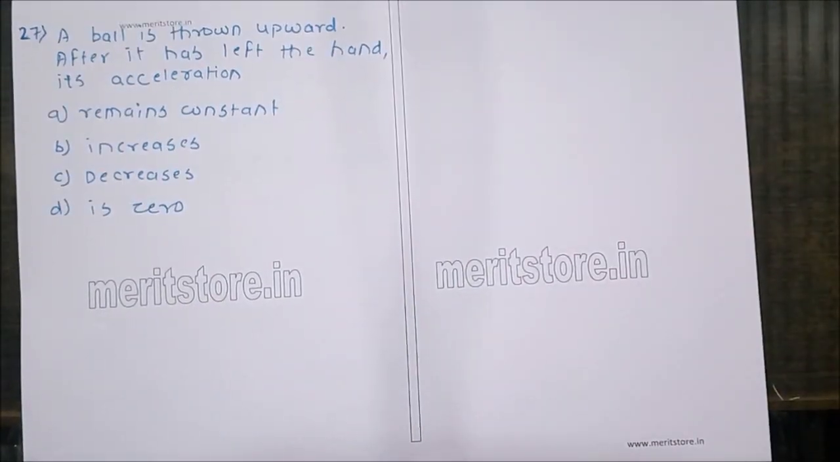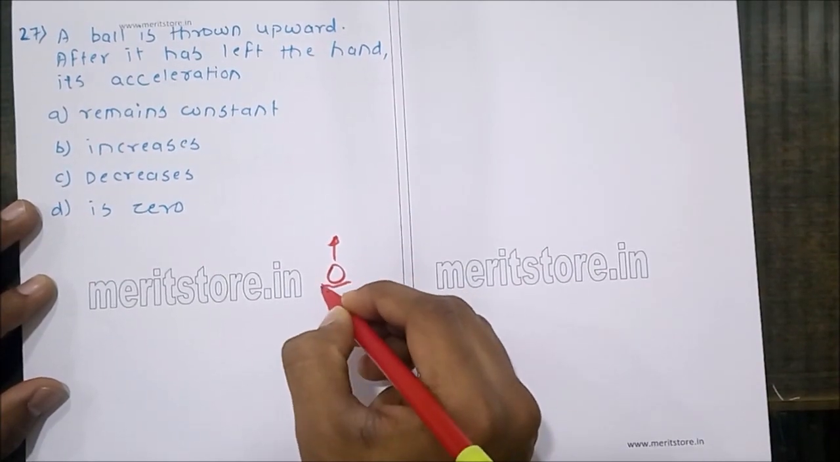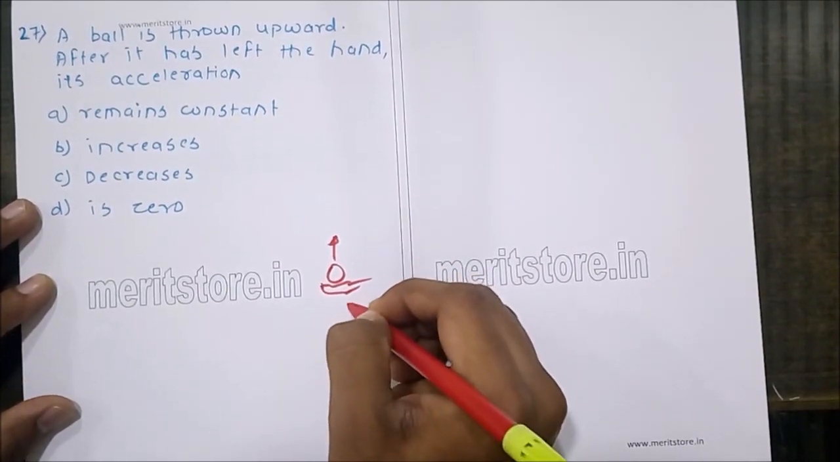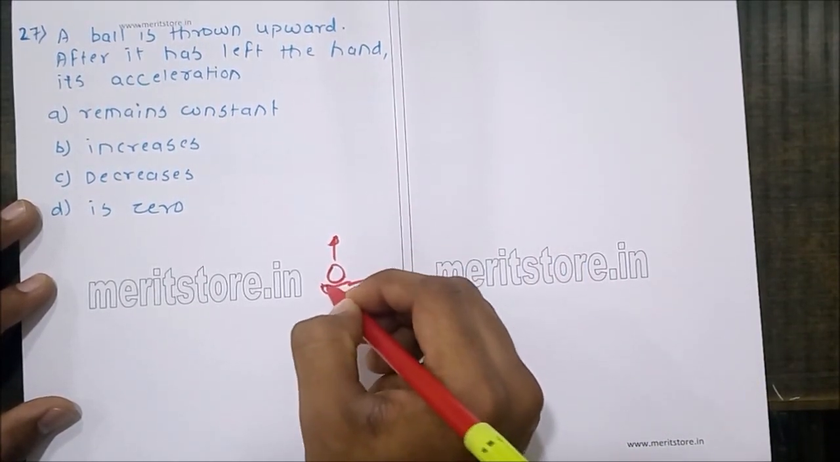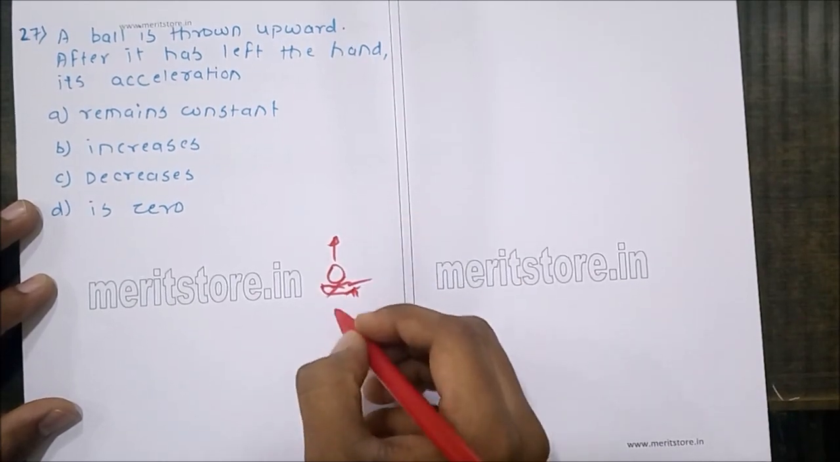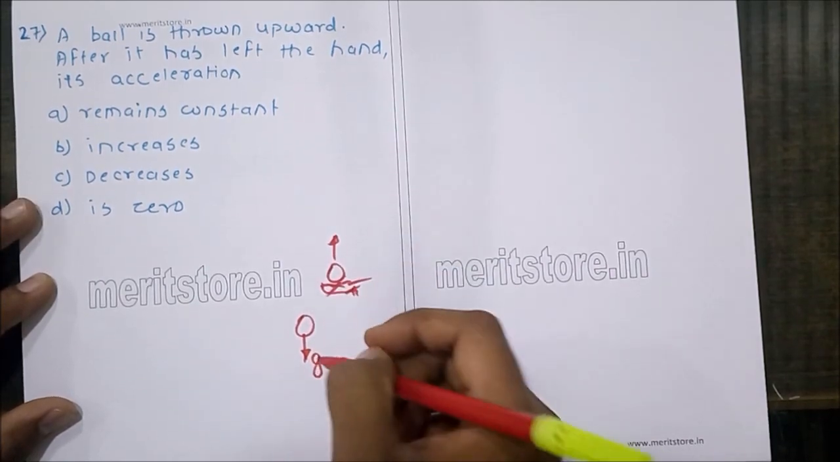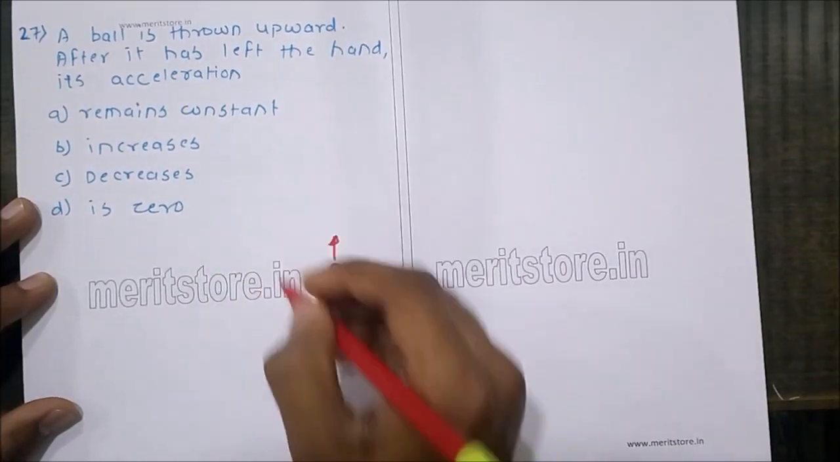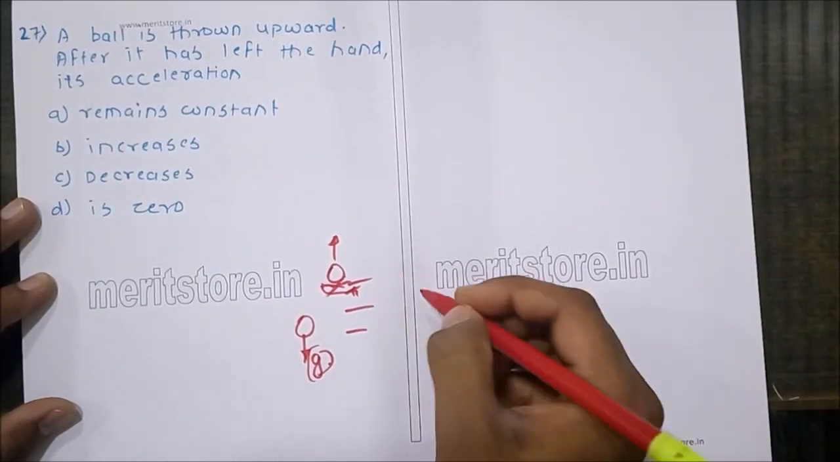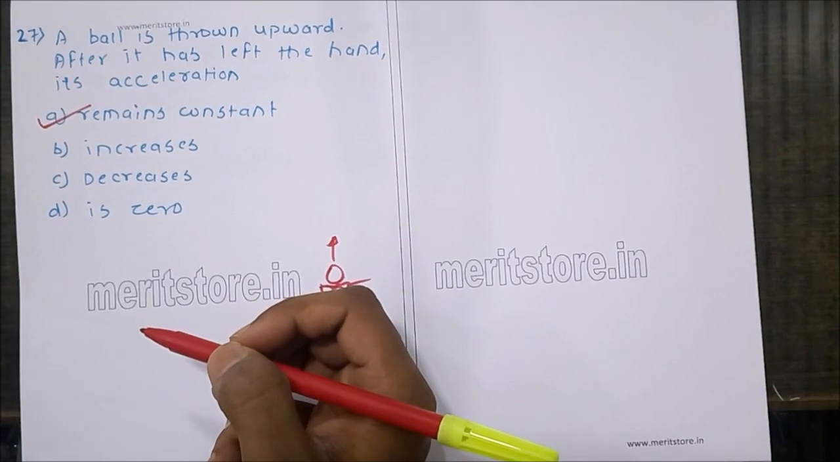A ball is thrown upward. After it has left the hand, its acceleration is? When a body is released, as long as it is in contact with the hand, the hand provides an acceleration which may increase or decrease. But as soon as it leaves contact with the hand, the only force of acceleration that acts on the body is nothing but the gravitational force, or the acceleration due to gravity, which is constant for a given limited height over the Earth's surface. Hence, we can assume that the acceleration remains constant, and option A is the correct answer.